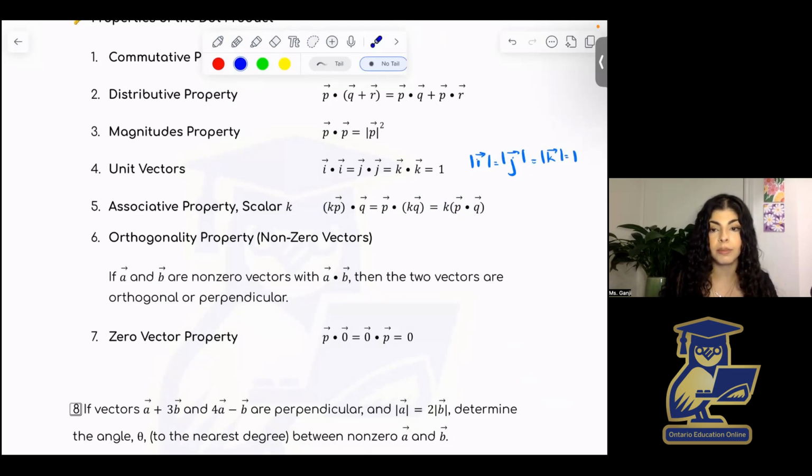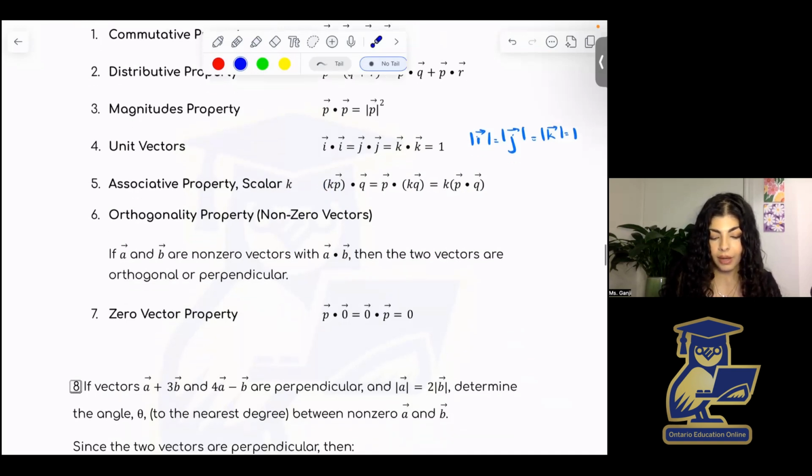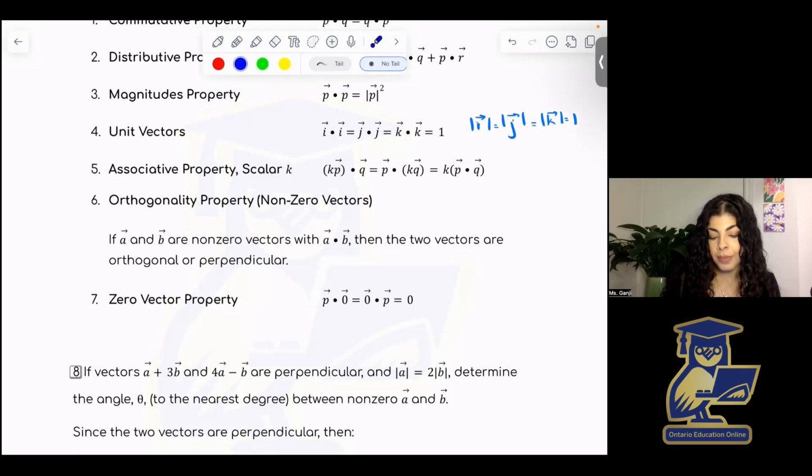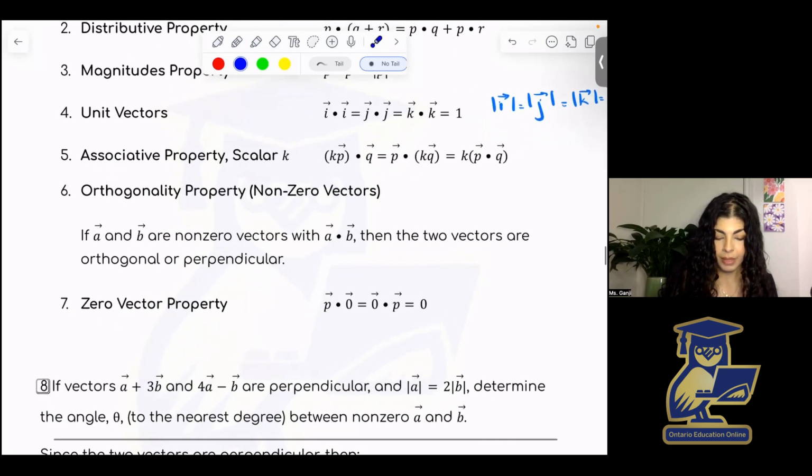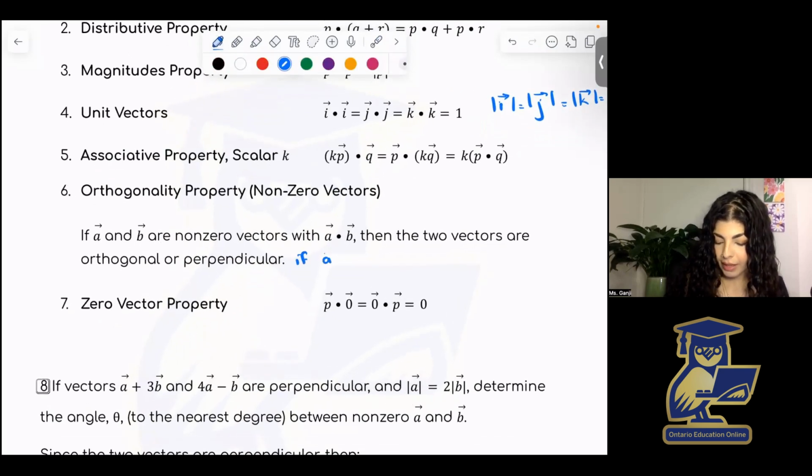I can just find the dot product of P and Q, which is a scalar, and then multiply it by that scalar K. Finally, this is another one that we did see, which is orthogonality or the perpendicular property, and it has to be non-zero vectors. Because again, if it's zero vectors, we go to this property, but for now, if A and B are non-zero vectors, then the two vectors are orthogonal or perpendicular if A dot product B is equal to 0.